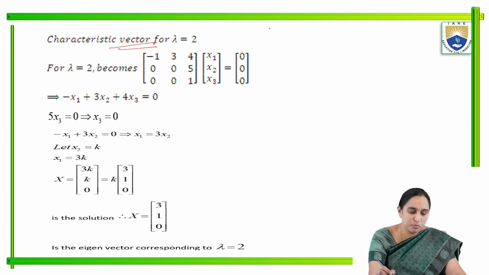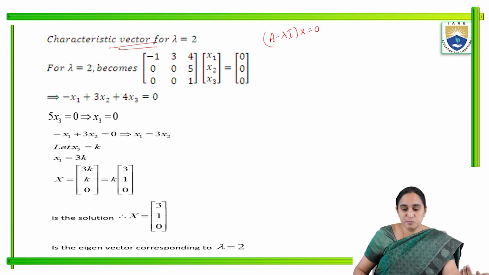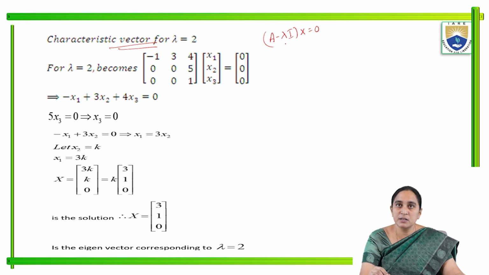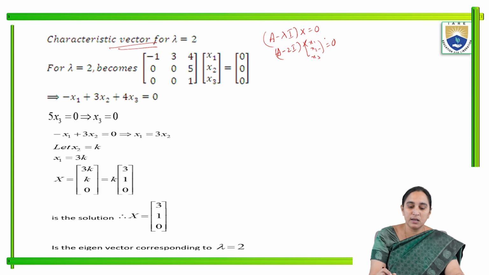For that case, again, what about the formula? A minus lambda I into x is equal to 0. Same as what we explained in the previous case, we have to substitute A and subtract lambda I. Here lambda value is 2, into I, into x, that is x1, x2, x3. After subtracting that, we get directly minus 1, 3, 4, 0, 0, 5 and 0, 0, 1 into x1, x2, x3 equals 0, 0, 0.